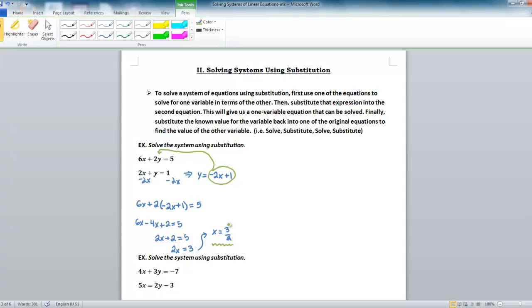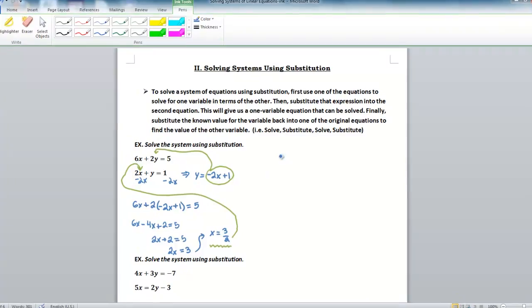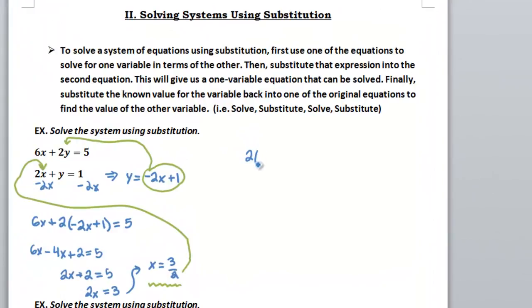Now, let's take the value that we just found for x and substitute it back in to one of our original equations. That will allow us to find y. You always want to plug your value back into one of your original equations. So I'll pick this one. 2 times x, which is 3 over 2, plus y is equal to 1. Let's work this out to get y.